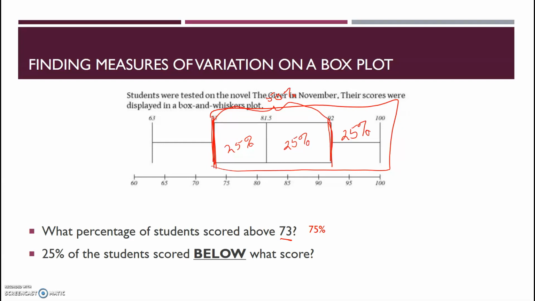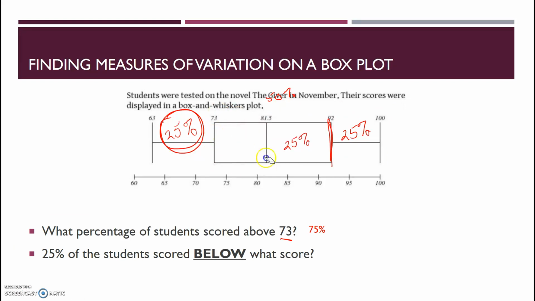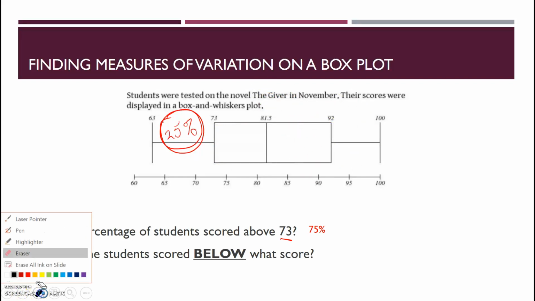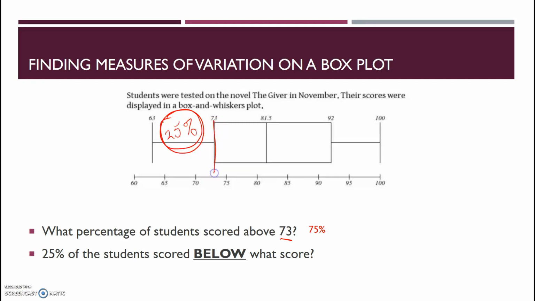Now, if I want to look at the lowest 25% of the students, 25% of the students scored below what score? So looking here, if this is also 25%, this is my lowest 25%. And let me erase here so you can see these numbers a little better. So if this is my lowest 25%, what value did they score below? Well, looking at my first quartile, they would score below 73.